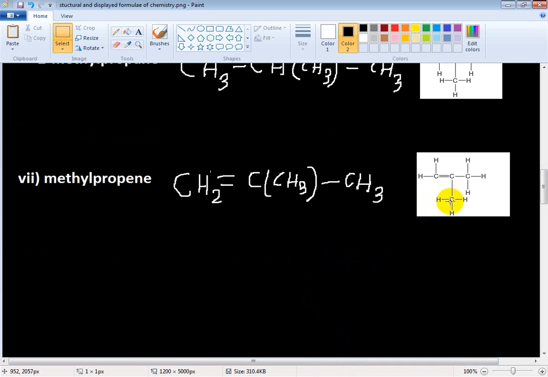This is the displayed formula. This is carbon hydrogen. This carbon contains 2 hydrogen. This carbon contains 2 hydrogen. 2 bonds are formed; there is a carbon double bond. This carbon has 2 bonds with this carbon, and this carbon has 1 bond with this carbon and 1 bond with a methyl group. This is the methyl group, CHHH, CH3. This is the methyl group. Okay, this is the structural formula of methyl propene, and this is the displayed formula of methyl propene.